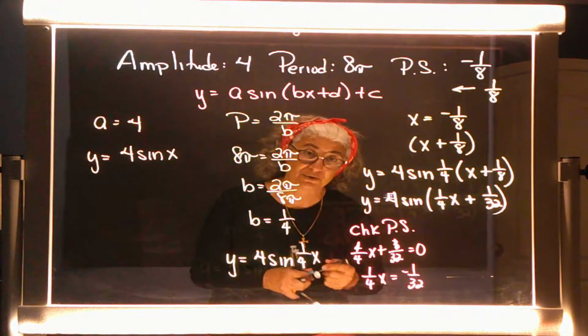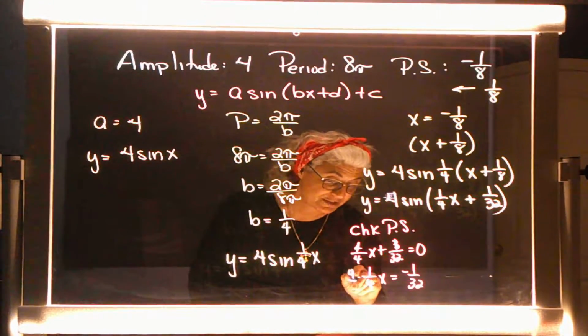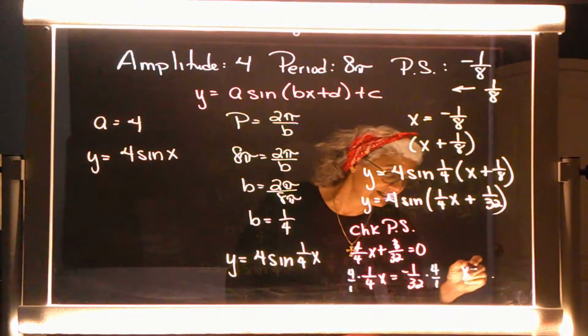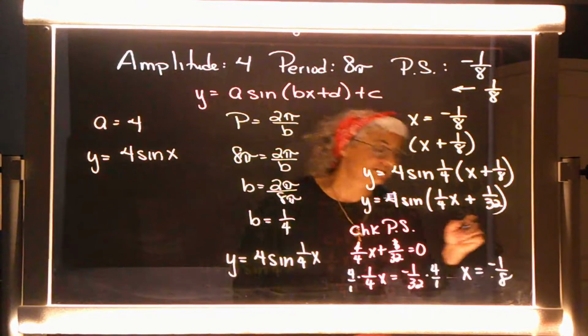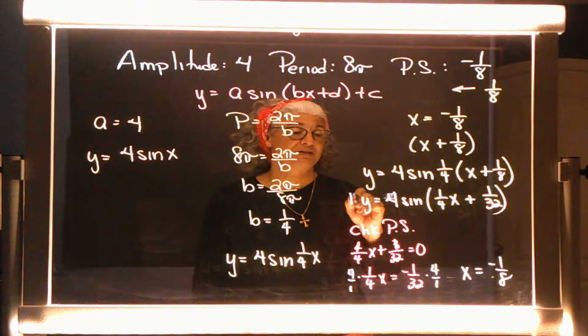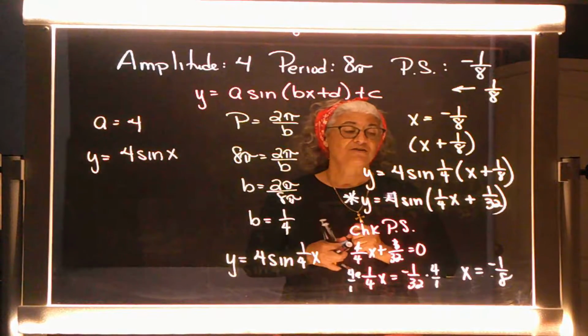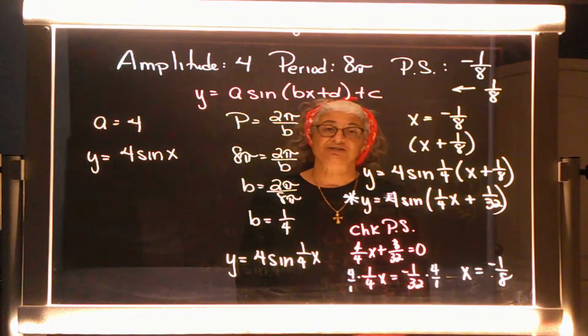And I have to multiply by this reciprocal, agreed? Yep, looks like I get x equaling a negative 1/8. So that's good. So here is my sine function for this information.